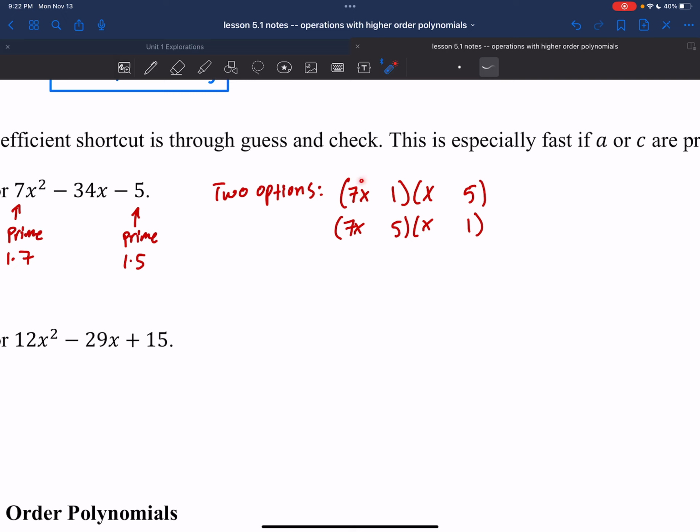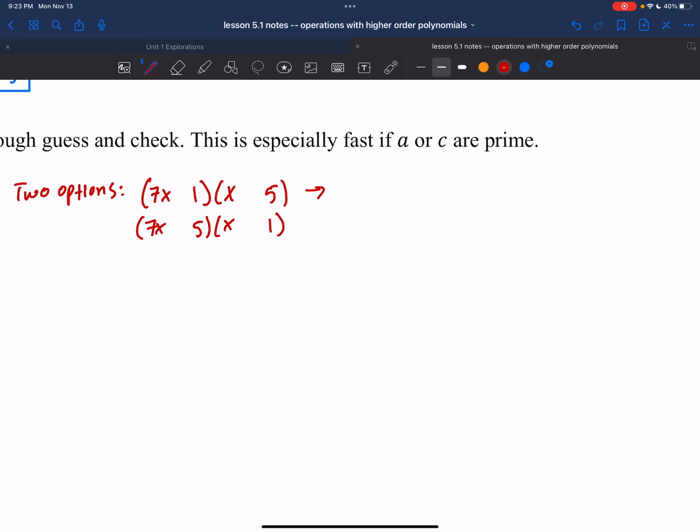You say, okay, well, look, 7 times x, that gives x squared. But if you do 7 times 5, you get 35x. So you're like, oh, okay, this is like 35x and 1x. Whereas the other one, if you do the distribution, is 7x times 1. That's just 7x. And 5 times x is 5x, right? 5x. You see what I'm doing here?